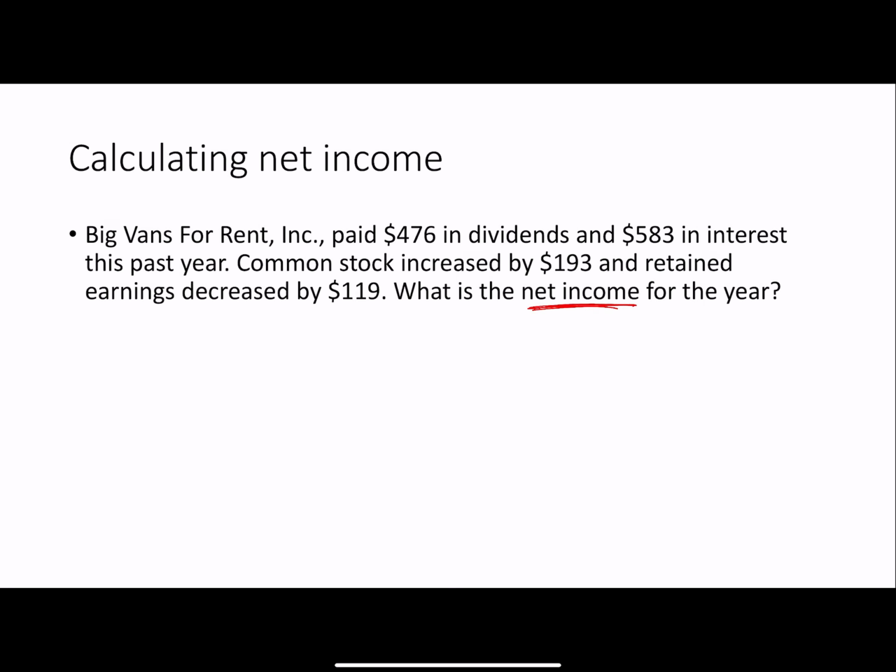So we'll write down net income is equal to the dividends paid plus the change in retained earnings. So dividend paid is $476. So we're going to go ahead and jot that down.